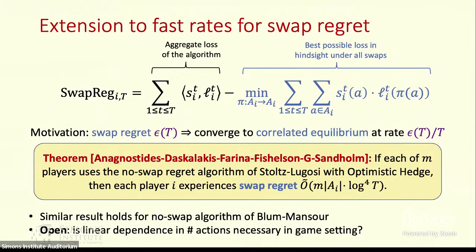Now, there's another no swap regret algorithm in the literature by Blum and Mansour, and a similar result holds for their no swap regret algorithm combined with optimistic hedge, albeit with a slightly worse polynomial dependence on the number of actions. And it's an interesting open question as to whether or not this linear dependence in the number of actions can be improved. For our results on regret or external regret, we're able to get logarithmic dependence in the number of actions. Polynomial dependence is known to be necessary in the adversarial setting. We don't know if that's the case in the game setting.